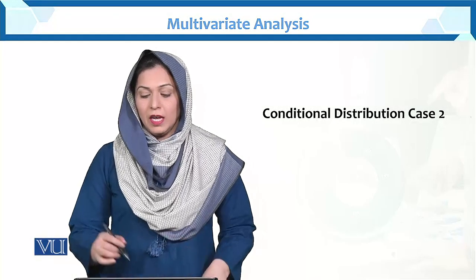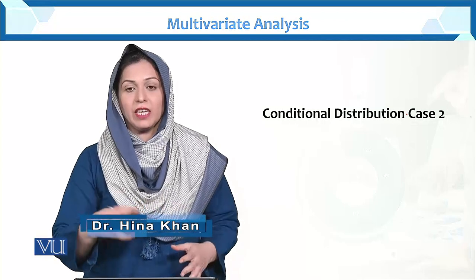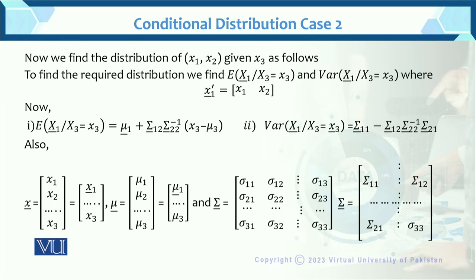Dear students, in this topic, the conditional distribution of case 2. So, what is case 2? Now, look at this. We find the distribution of x1, x2, given x3. Here x1, x2 is the part being found, given x3. In this case we need to check the mean and variances of the distribution when we have x1, x2 given x3.